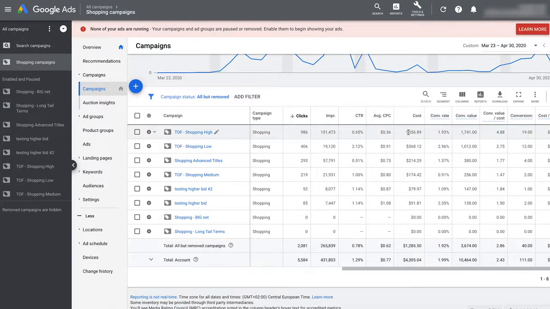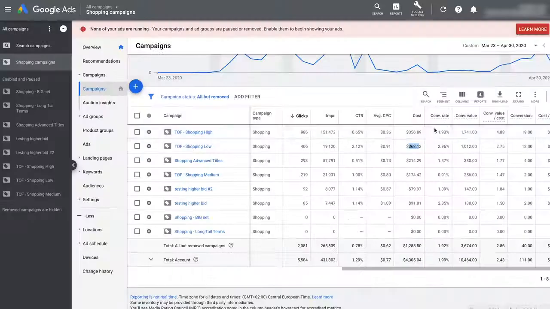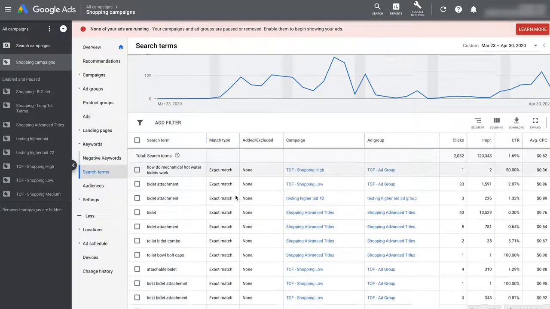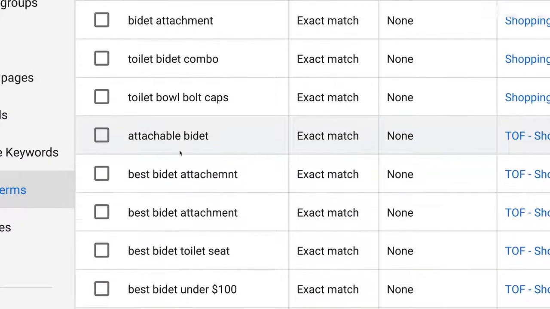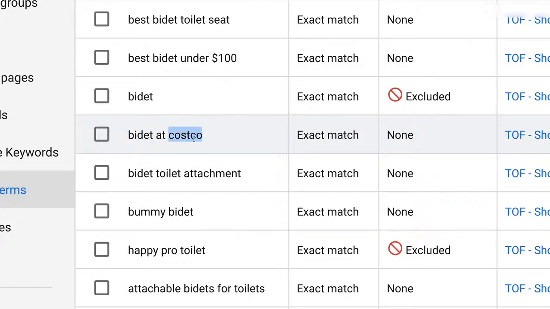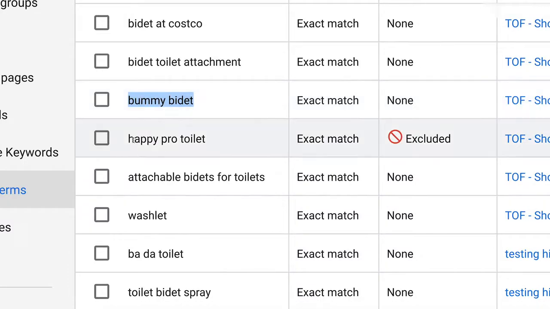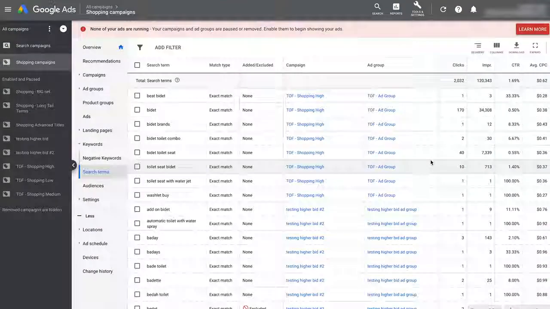And let's see how much he spent. So he only spent 300. There's still so much optimization in this account, in my opinion. So if this was a product in a more consistent niche, I would say this is not a bad idea. So let's actually look at what you were showing up for. So if we look through, we see that a lot of this is attachable bidet. I'm going to first go through some of the terms. Bidet at Costco, I might exclude that. Bummy bidet, okay, so see, you even got some brand traffic here. Happy Pro Toilet. Okay, so I'm looking through and seeing if it's relevant, and it is.